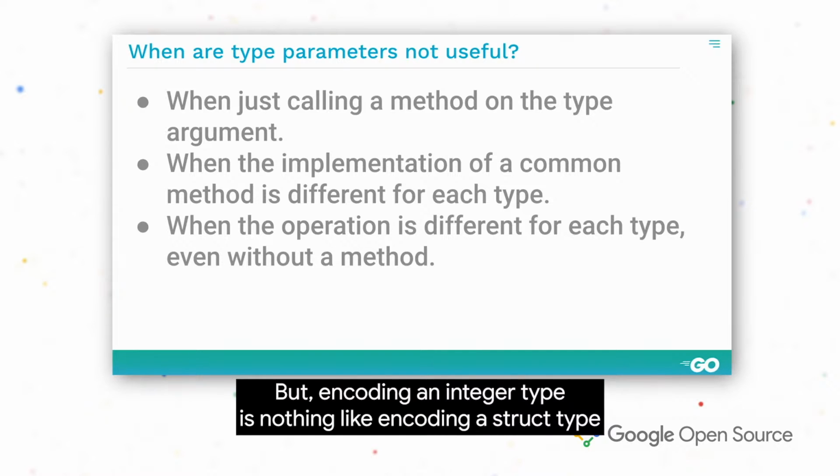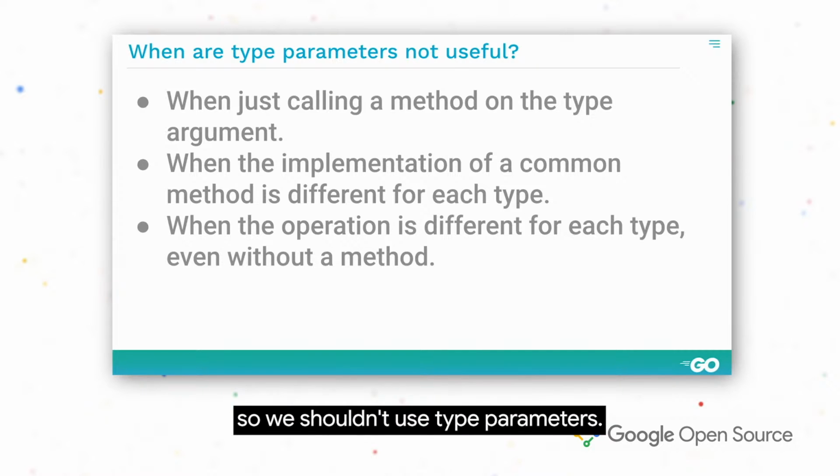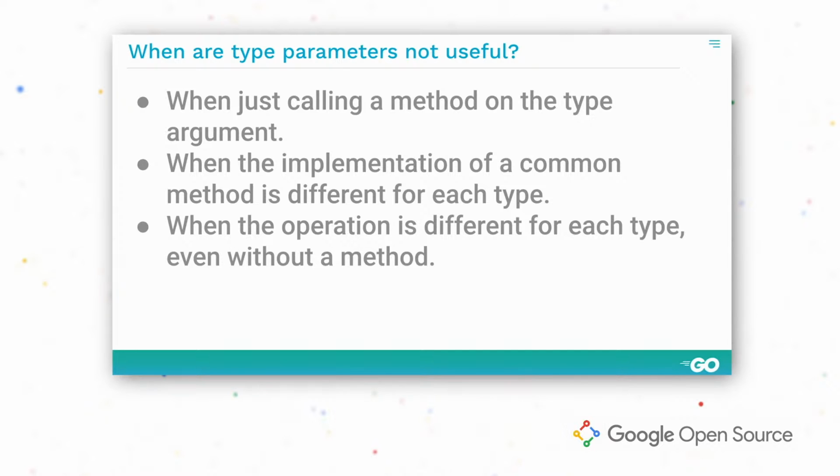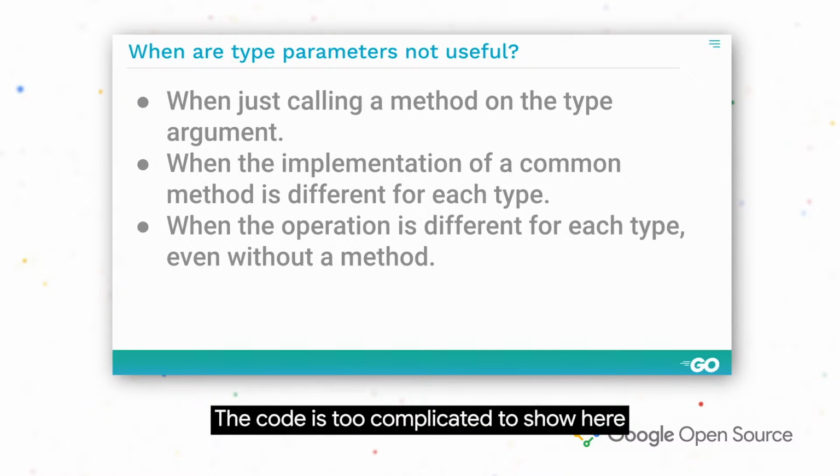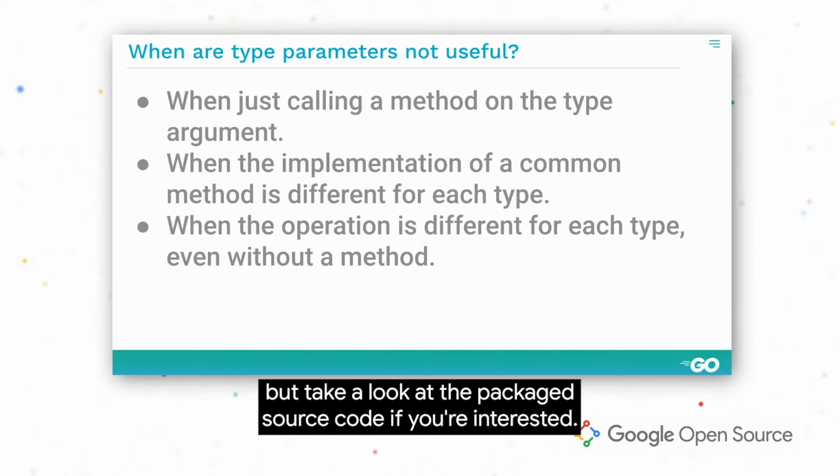But encoding an integer type is nothing like encoding a struct type, so we shouldn't use type parameters. Instead, the package uses reflection. The code is too complicated to show here, but take a look at the package source code if you're interested.